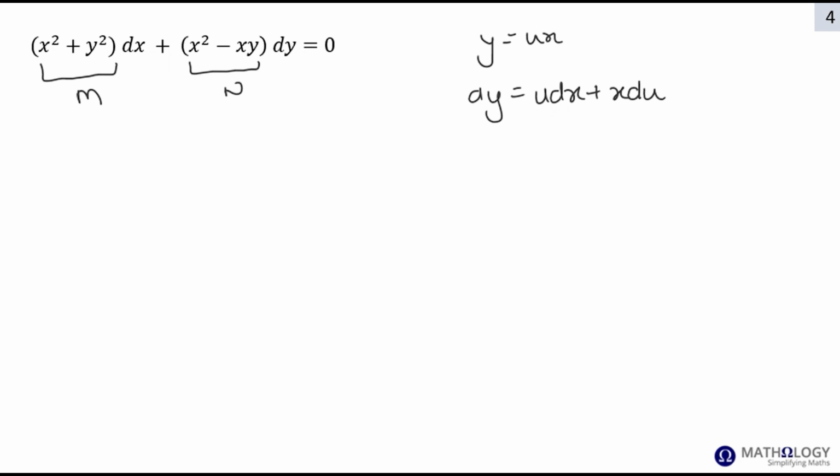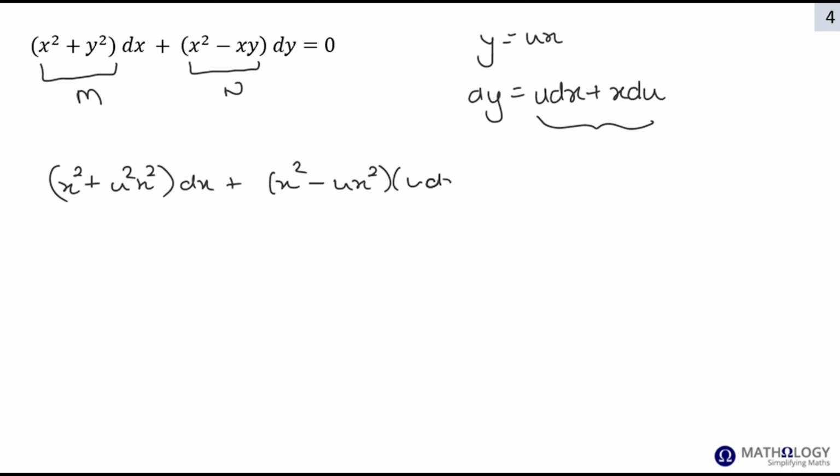So okay, so we have x squared plus y squared will be u squared x squared dx plus x squared minus x times y will be x times ux, so we'll have ux squared. And instead of dy, we're going to put this expression in, so it'll be times u dx plus x du equals 0. It's going to multiply this all out.